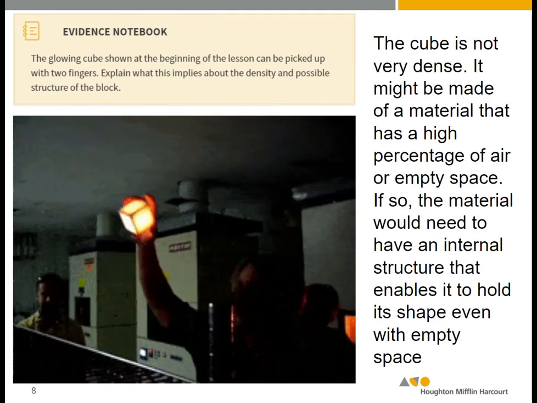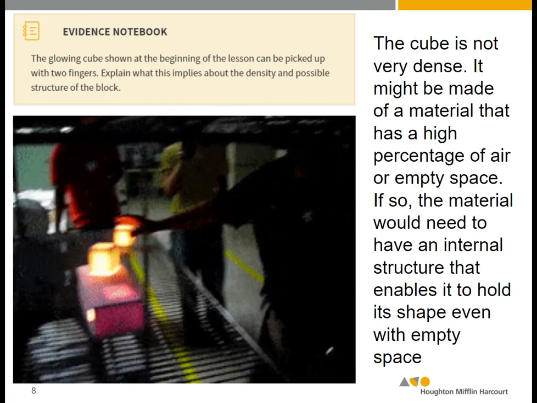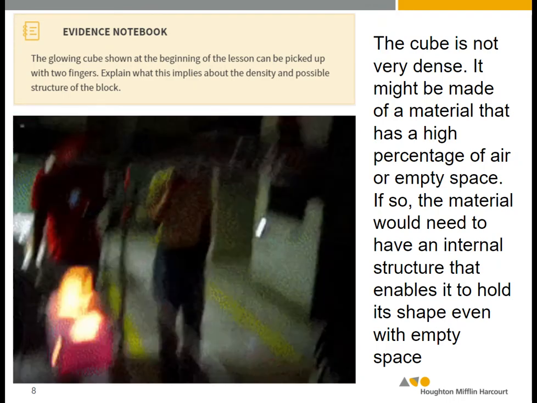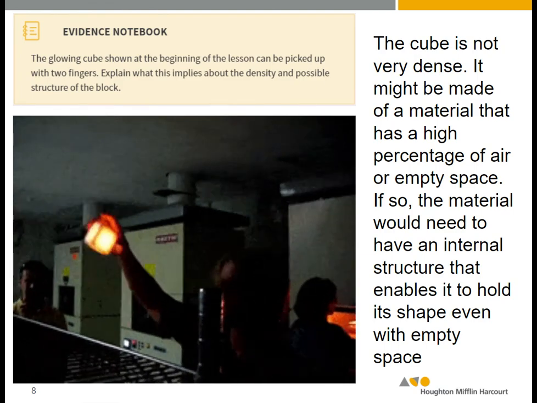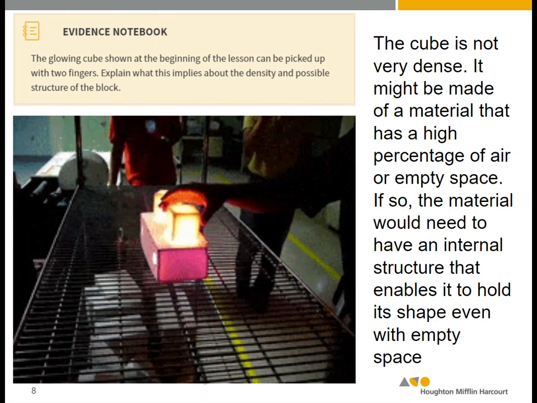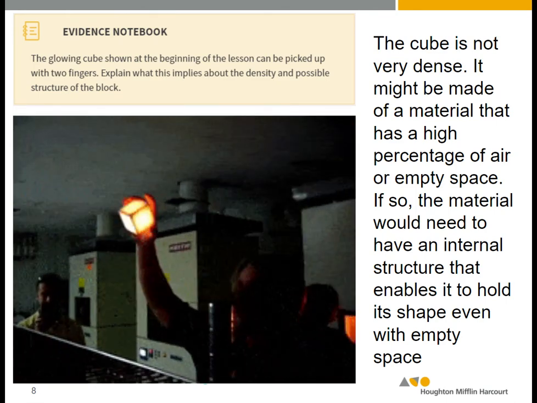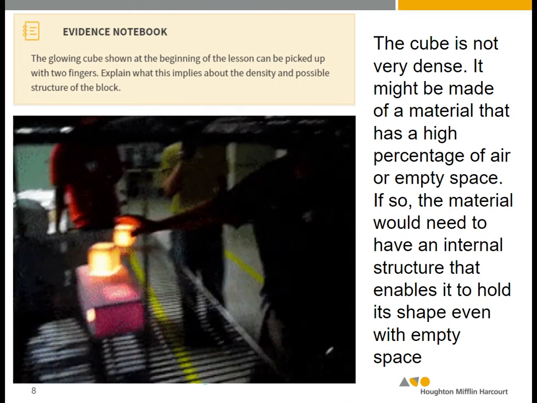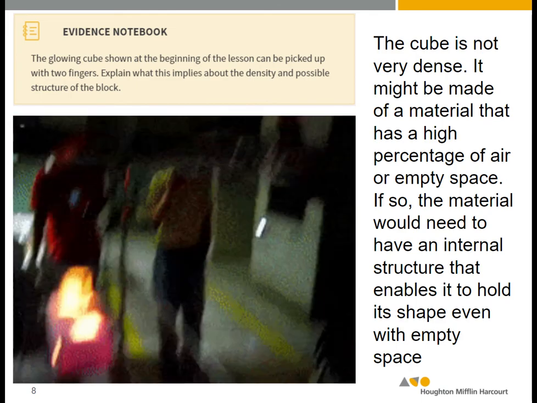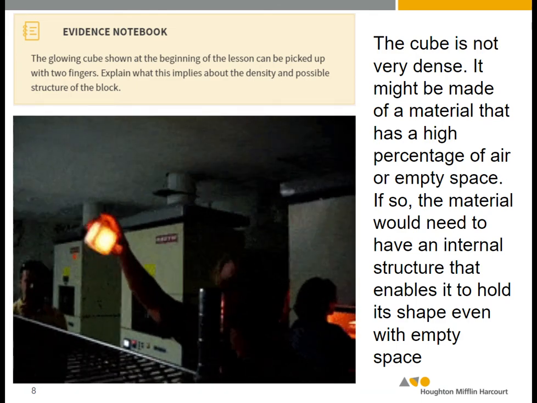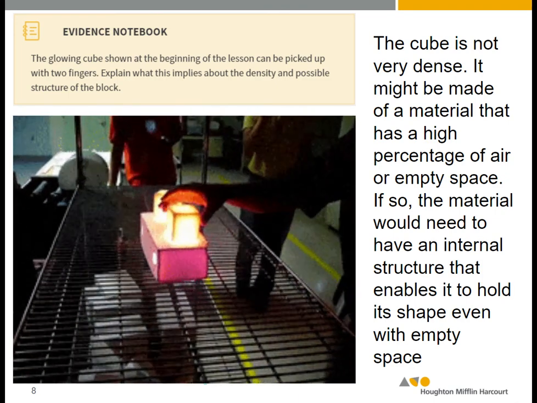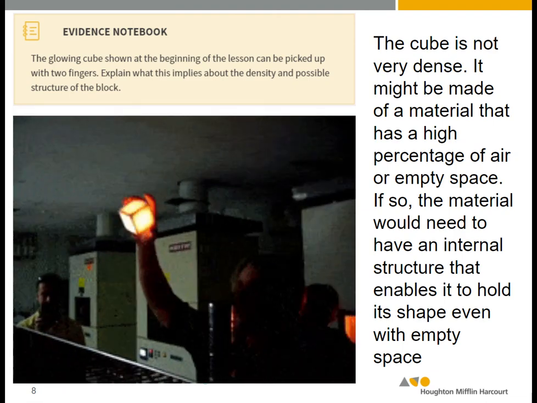Well, if you think about it, this cube is probably not very dense. It's probably filled with a lot of air pockets or empty space. And so it's also very light. And in fact, this material is quite light. So if it has a lot of empty space in it or air in it, it would need to have an internal structure that enables it to hold its shape even with empty space. So that tells us something about what structure would be needed to create this kind of material. This is a very unusual material, but it's important for space travel.